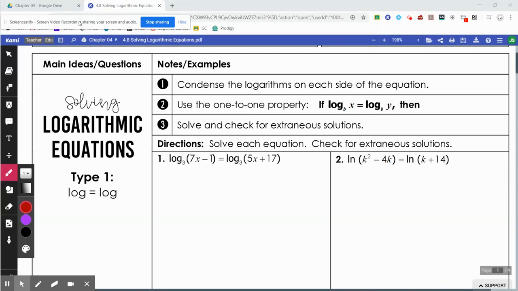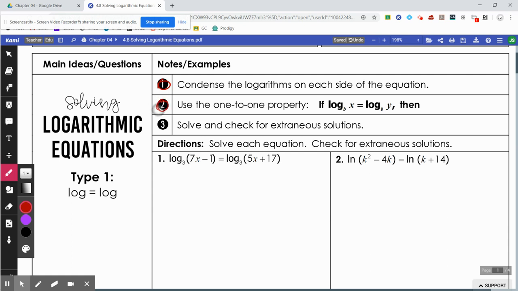In this lesson, we're actually going to be solving some logarithmic equations. Now, in the first few, we're going to use that same one-to-one principle we used in the last video. Step number one, we're going to condense the logarithms on each side of the equation, the same as we used our rules of exponents. We're going to use our rules of logarithms there to condense them.